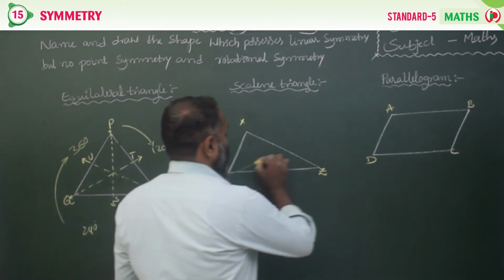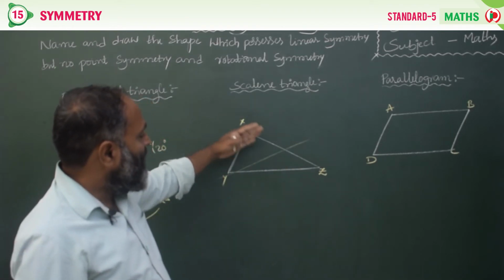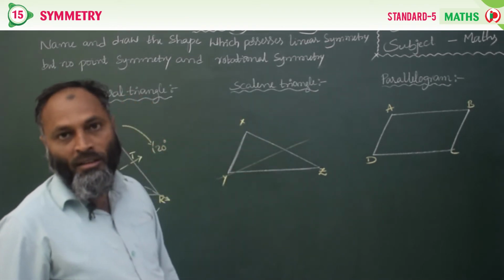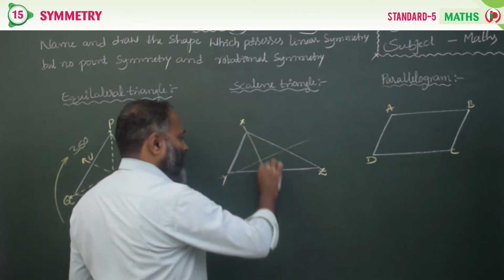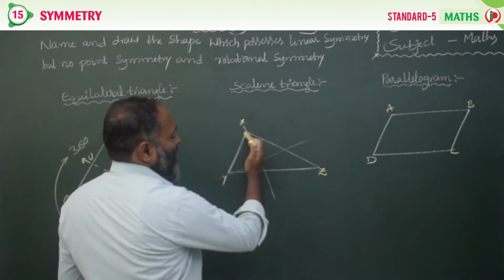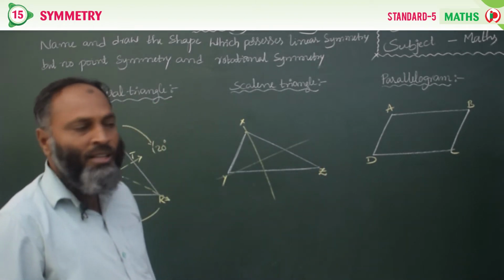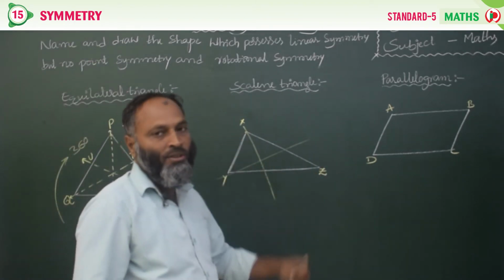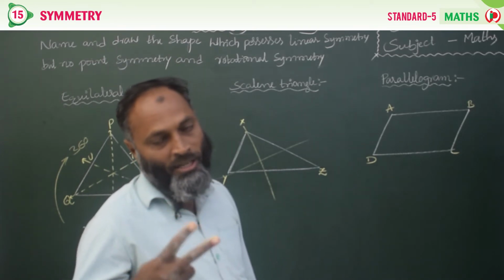If you take any line like this, up one and down one, we do not get identical shapes. If you take one more line from the vertex x, we again do not get identical shapes. So, we do not get the same shapes. That is why this scalene triangle does not have a point of symmetry, line of symmetry or rotational symmetry.